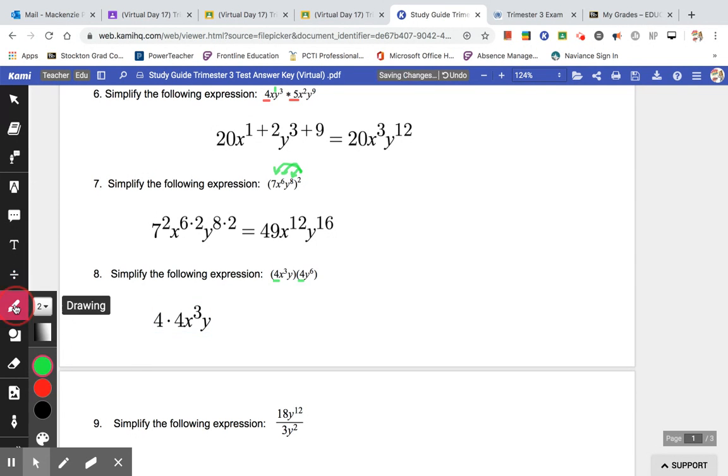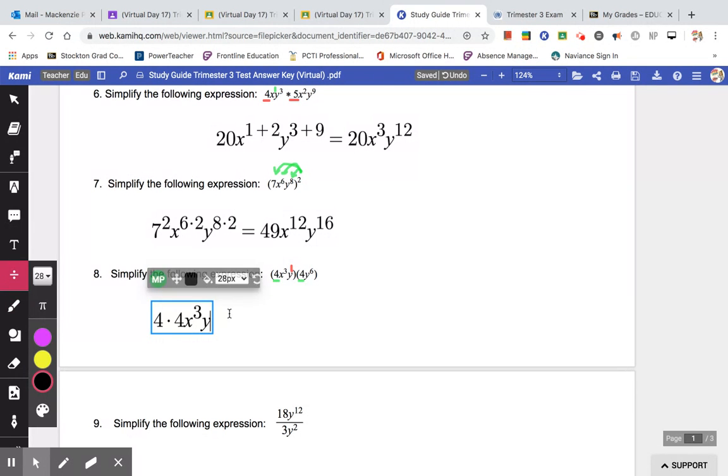But now notice how we have 2 different y's, a y and a y to the 6th. So if it's helpful to you, make sure that you put that 1 there to know that this is y to the 1st power. So when we add those together, it'll be 1 plus 6. So again, to simplify that, you're multiplying your coefficients. 4 times 4 is 16. X to the 3rd, y to the 7th.